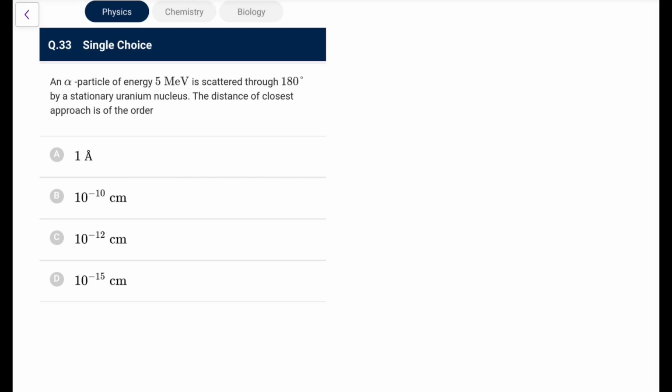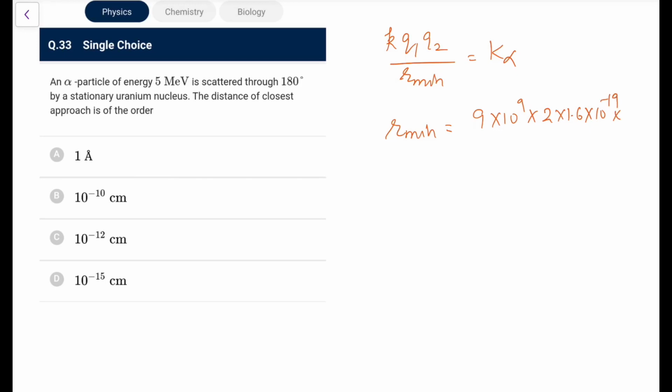So the distance of closest approach, you know, k q1 q2 by r minimum would be equal to the kinetic energy of the alpha, and the values of q1 q2 are there. So what is r minimum here? It is 9 into 10 to the power 9, q1 q2, alpha is 2e, and uranium is 92e. I am writing e for a reason.